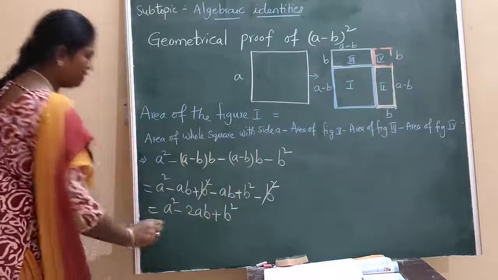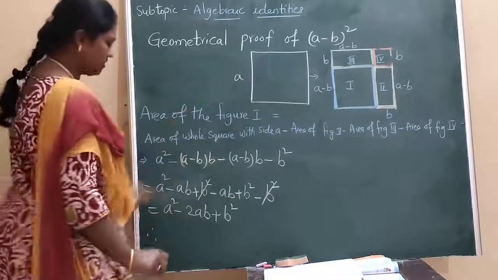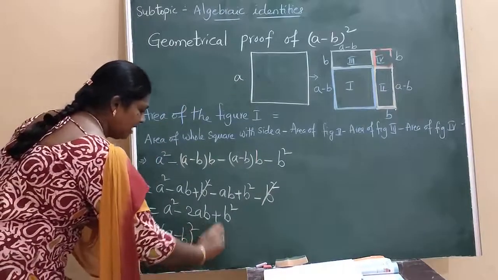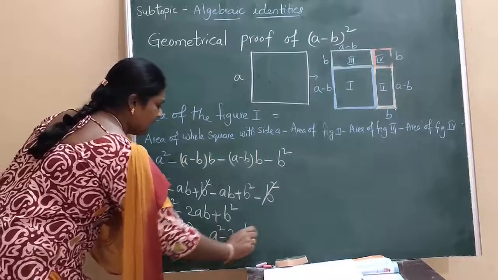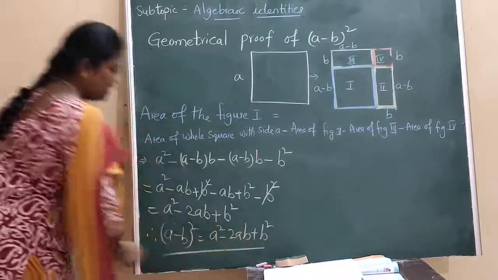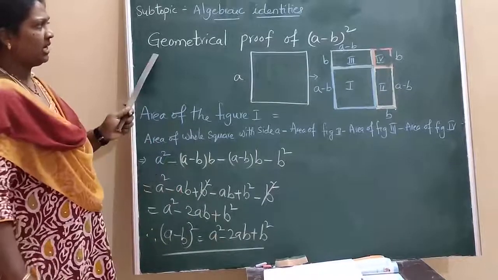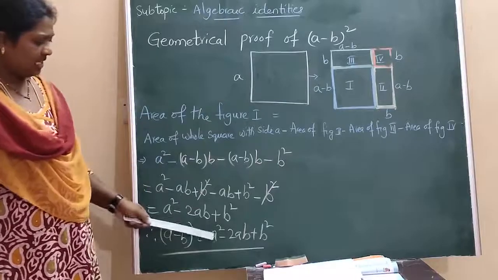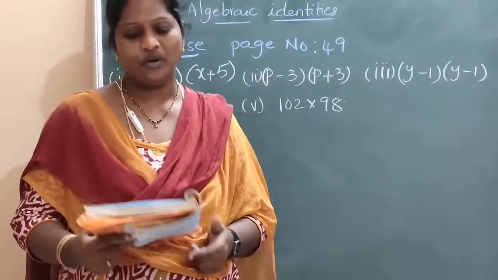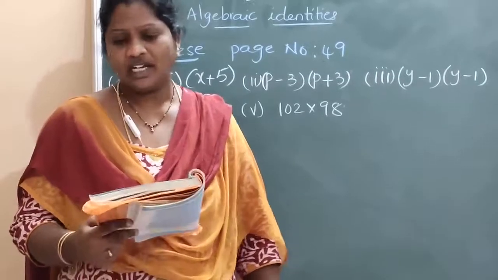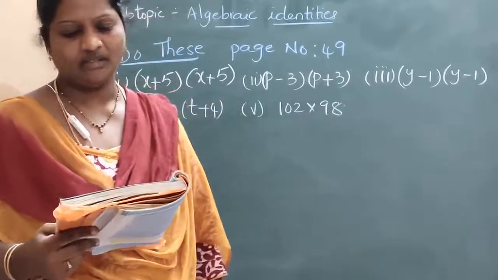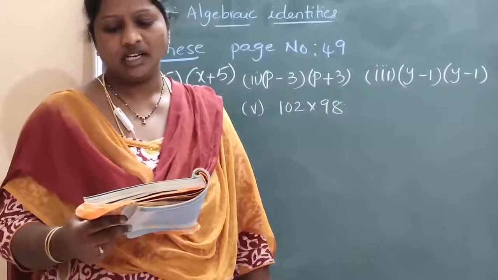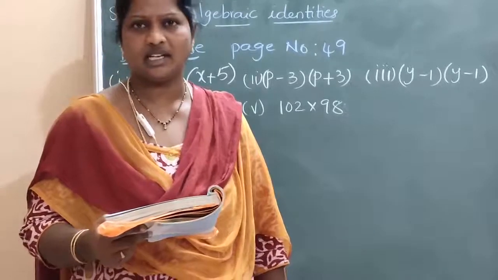So we have to add these two terms, that is minus 2AB, again plus B square. So therefore what we got? A minus B whole square is equal to A square minus 2AB plus B square. Thus we obtain the geometrical proof. Hope you understood the geometrical proof, children. In textbook page number 49, we have some problems on these geometrical figures for other identities. You have to practice these identities, children.